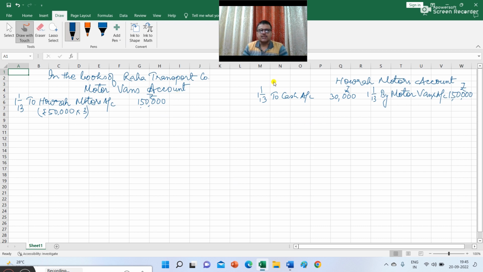Now, on 31st December, depreciation will be charged on motor vans account. So, I have to write by depreciation account, and the depreciation is charged 20% on diminishing balance method. So, 20% of 1,50,000 is 30,000 rupees. So, written down value on 31st December 2013 is 1,20,000.